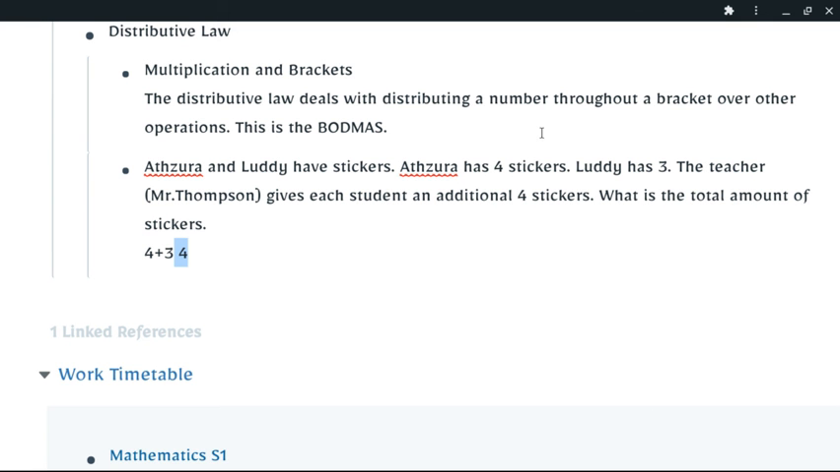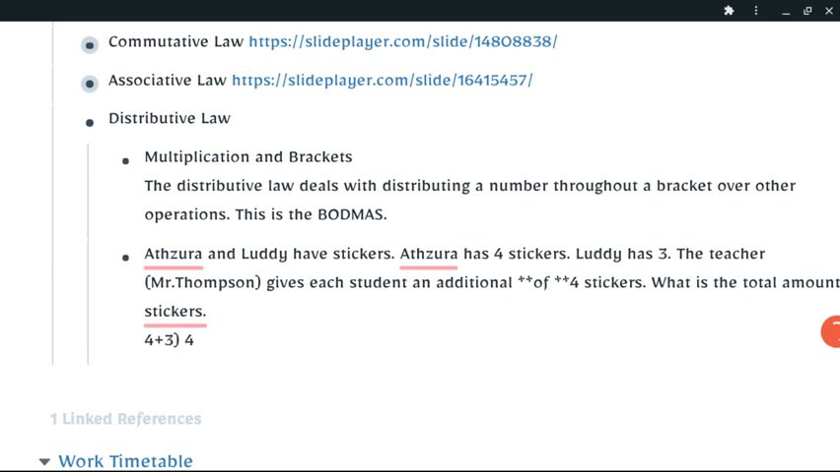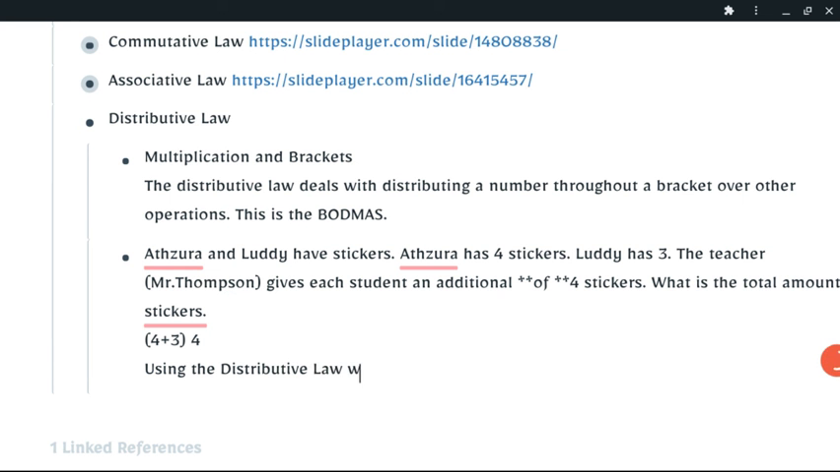If the teacher gives them an additional 4 stickers each, my bad, I should have put "of 4". What are we doing? We're multiplying. So we're going to say 4 plus 3, and it's now going to be expanded to have 4 stickers on each. Athzura is going to get an additional 4, and Ludi is going to get an additional 4. So let's expand this using the distributive law to find the total amount of stickers.